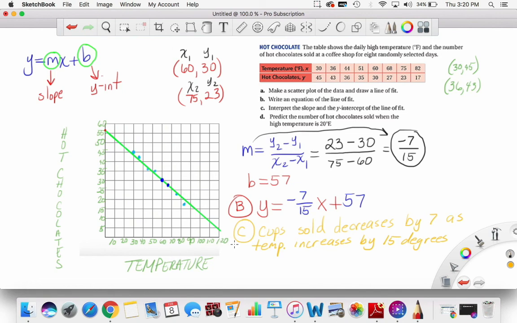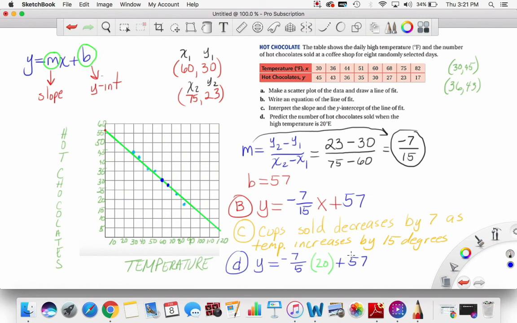So then last but not least, we have part D. And part D simply asks us to predict the number of hot chocolates sold when the high temperature is 20 degrees Fahrenheit. So we're going to take this equation and we're going to just simply change x, because the temperature is our x value. We're going to change x to 20 because they tell us the temperature is 20. All right, and then plus 57. So when I do that calculation, that's going to give me what that value is.